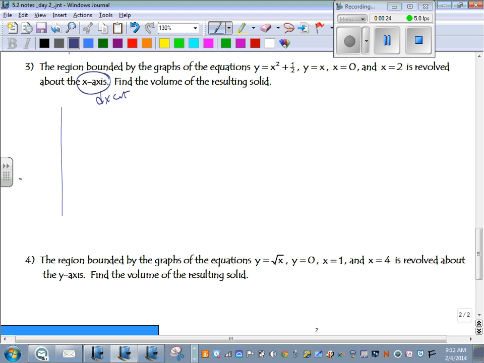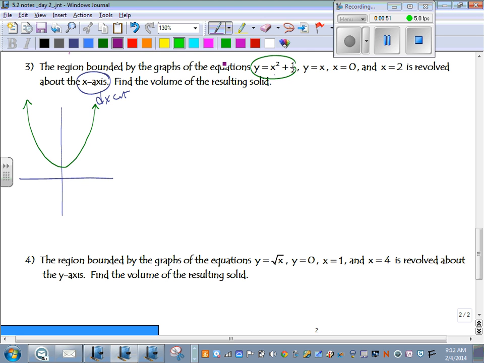So first function, what's this going to look like? It looks like a parabola with a plus 1/2. Careful. If it were in the parentheses, it would move it that way. When it's outside the parentheses, it's moving it up 1/2. So we're going to have a parabola with a vertex at 0, 1/2, so it's going to be up a little bit. So that's our first function.